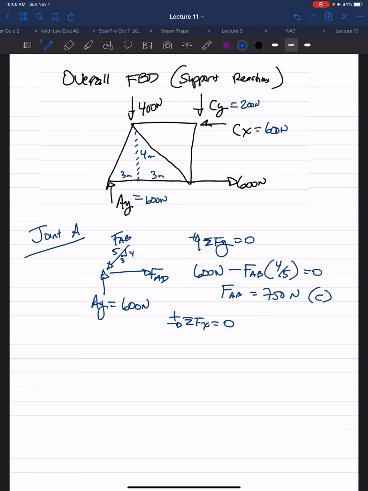Now our sum of the forces in the x direction, we have FAD minus FAB, which we now know is 750 newtons, times the x component of FAB, which is 3/5. FAD is 450 newtons and is pulling, so it's in tension. Let's go to the next joint.